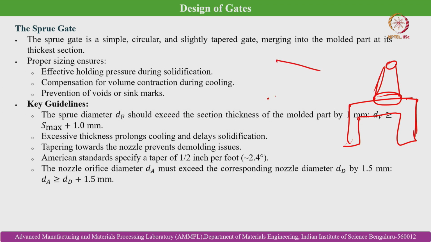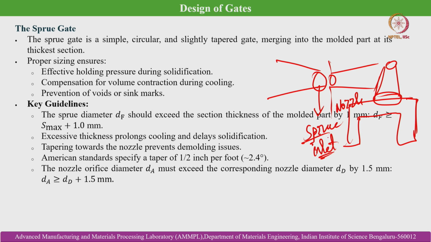Basically, the sprue here is taking from the nozzle entry. This is the nozzle and this is the sprue inlet, from where the melt is entering from the nozzle to the sprue, and thereby from the sprue through the gating geometry to the component cavity. So, the sprue inlet diameter should always be slightly higher than the diameter of the nozzle. Say the diameter of the nozzle is defined as dn and the diameter of the sprue is defined as ds, then it should always be greater than the nozzle diameter, so that the entire melt goes into the sprue inlet.